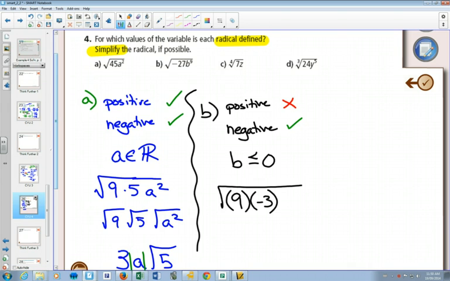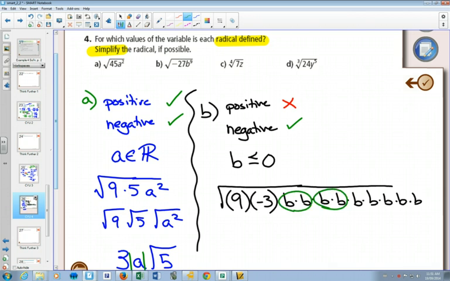b to the 9. There's two ways you can look at this. Probably the easiest way to see it is if we write out, my goodness, 9 b's. 7, 8, 9. If you write out 9 b's, what a square root does is every time you have two of them, one could come out. Does that make sense? Every time we have a b squared, we could pull a b out in front. So how many pairs do I have? 4 of them.